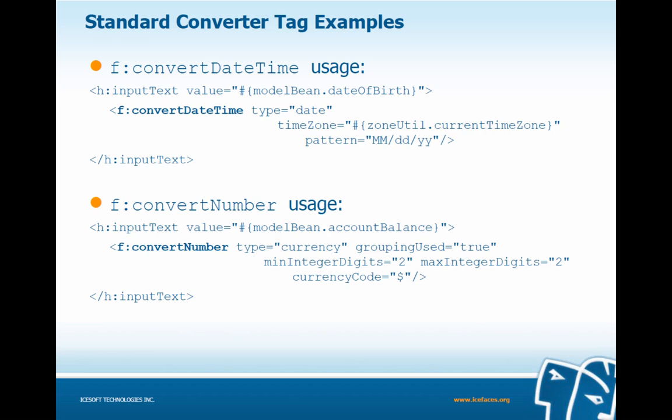The fConvertNumber tag can also be nested as a child of a component, in this case an input text, and is of type currency. We've specified the grouping used to be true. We've entered max and min integer digits, and we've specified a currency code.